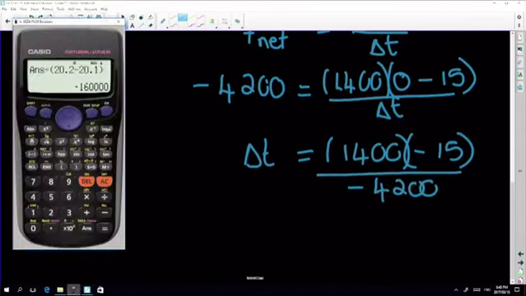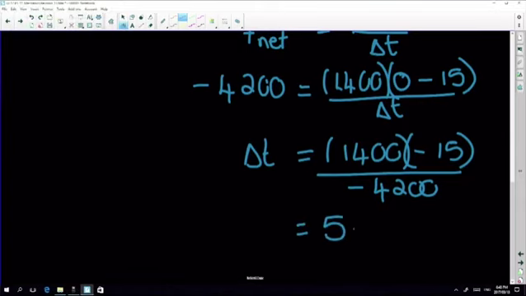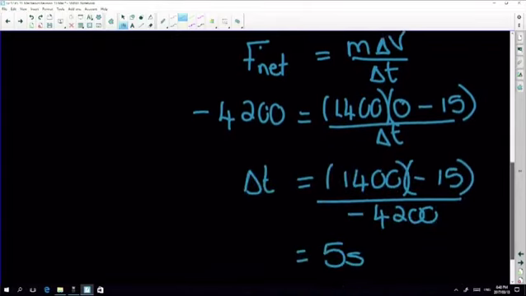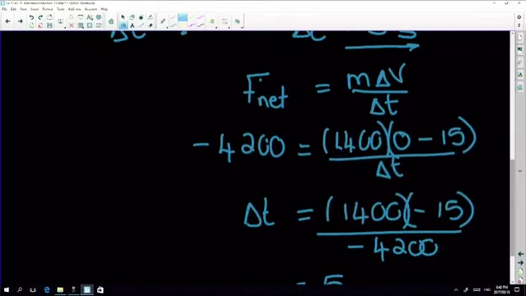So let's see if we get the right answer. Oh no, I don't have to put the negatives in. All good. And look at that. Yay, well done. 5 seconds. Okay, so either way is accepted. And now that I'm looking at it, more than likely the examiner was expecting you to use this method rather than the equations of motion, because that's from grade 10. Either way is fine.